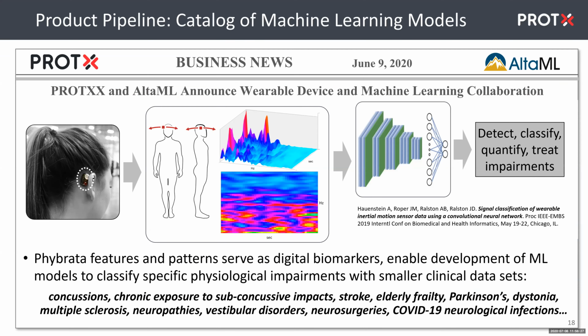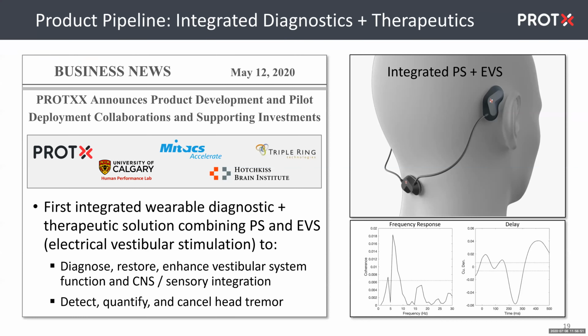Some of the exciting product development collaborations we have in the pipeline here in Alberta, including developing a catalog of machine learning models with Alta ML that can utilize the Fibrata features and patterns as digital biomarkers to classify specific physiological impairments, but training these machine learning models with much smaller clinical data sets than have traditionally been required.